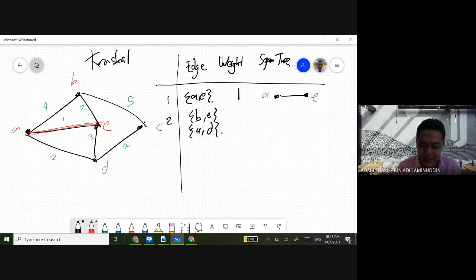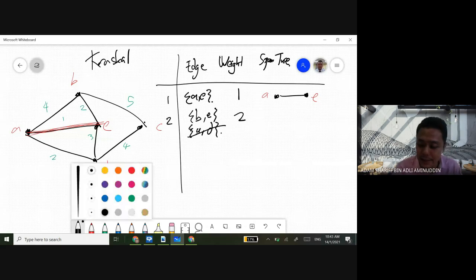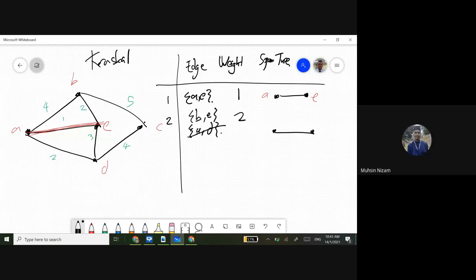Ha. Tak kisah kamu nak pilih yang mana. So, katakan kali ni kita pilih BE dengan weight 2. So kita update AE and then BE.